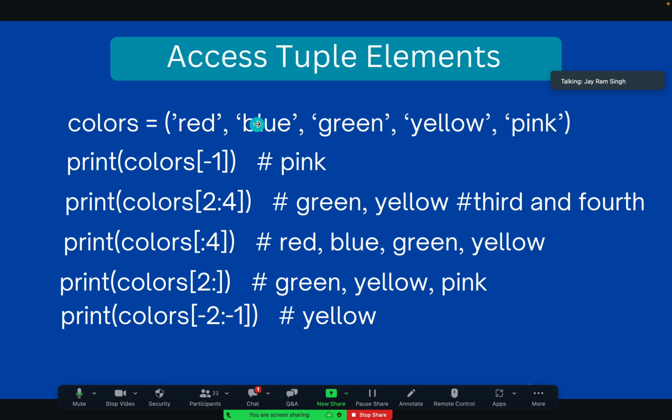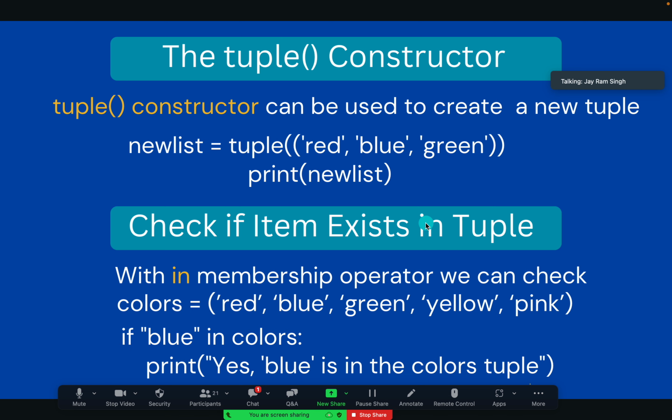First, what will it do for? Blue, and 0, 1, 2, 3, Green, 4, yellow. Green and yellow. This one, colon 4, what will return? 0, 1, 2, 3, 4. What will return for this one, colon 4? Red, blue, green, yellow. Only leave pink. So similar to list, it also works.